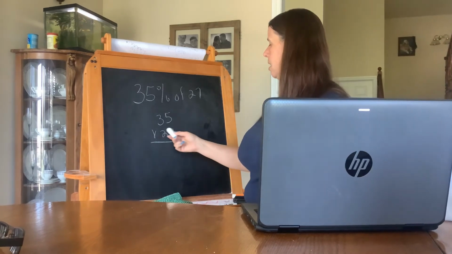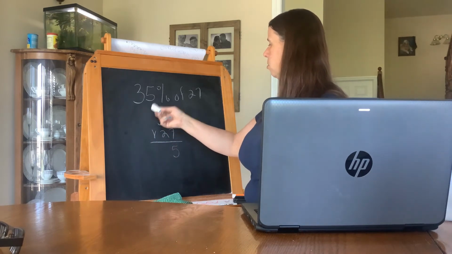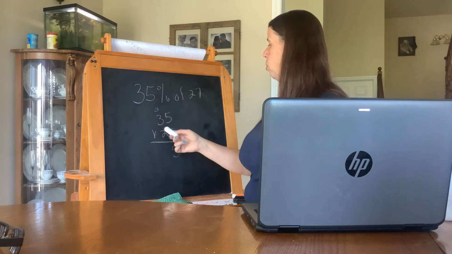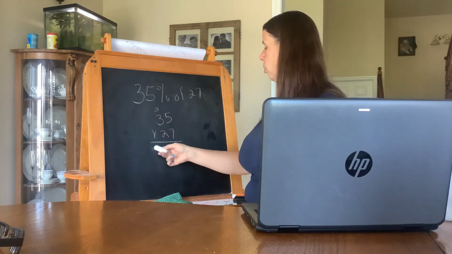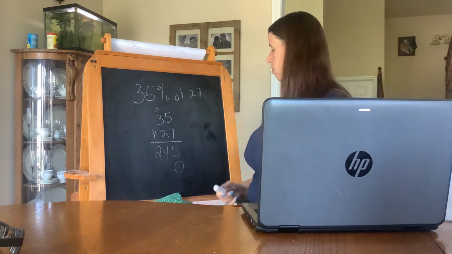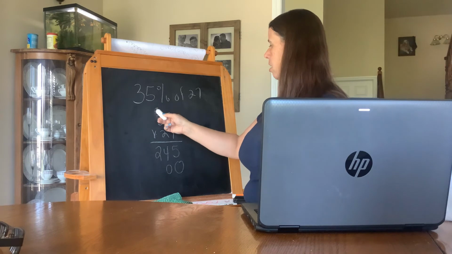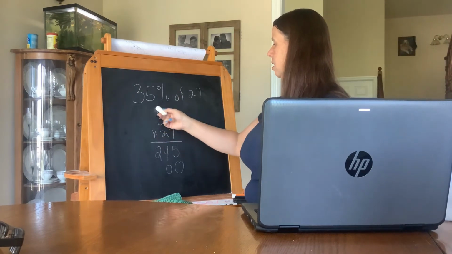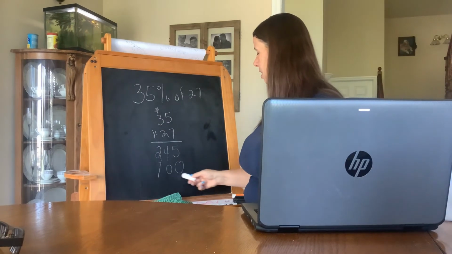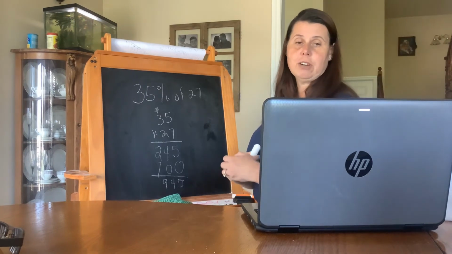Okay? 7 times 5, 35. 5 goes down, 3 goes up. 7 times 3, 21, and 3 is 24. Okay? Remember to shift. Put a 0 in the 1s. 2 times 5 is 10. Carry the 1. 2 times 3 is 6. And the 1 is 7. So we've got 9, 4, 5, right?